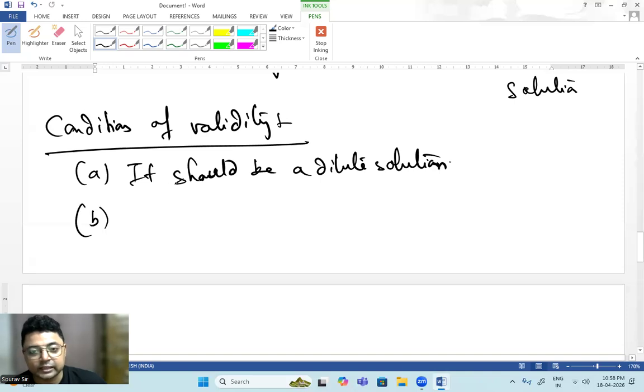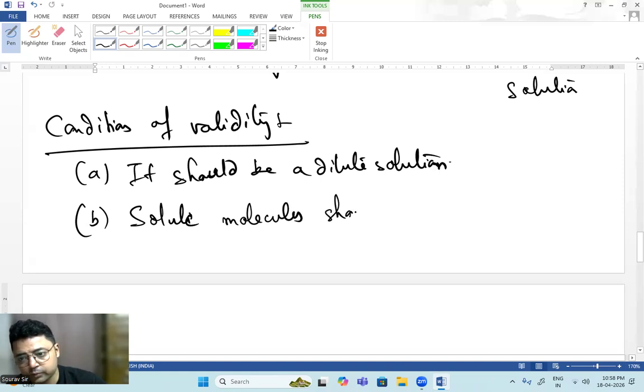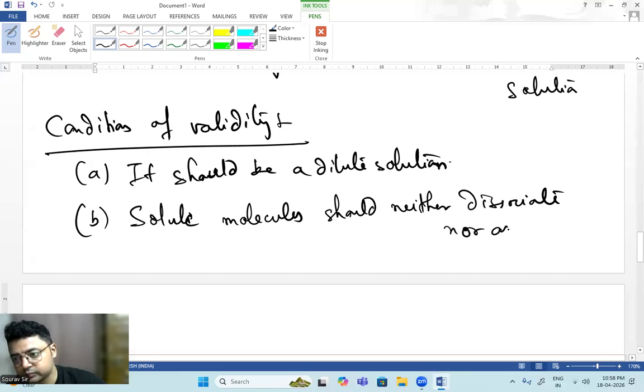Concentrated solutions are very hard to give you the right values. You have to be very careful to actually measure the values. Now, second, the solute molecules should neither dissociate nor associate. This is a very important thing.